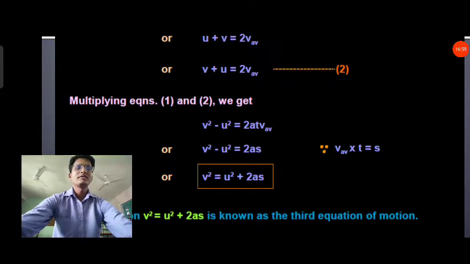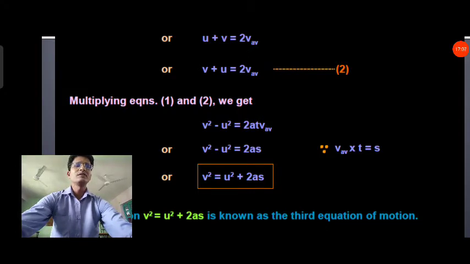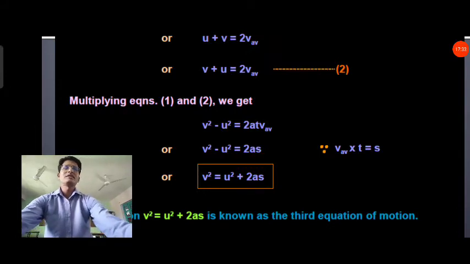Otherwise, we can write v average into t is equal to s, since speed is equal to distance upon time. Therefore v square minus u square is equal to 2as, and the equation for the displacement and velocity will be v square is equal to u square plus 2as. So these are the three equations.